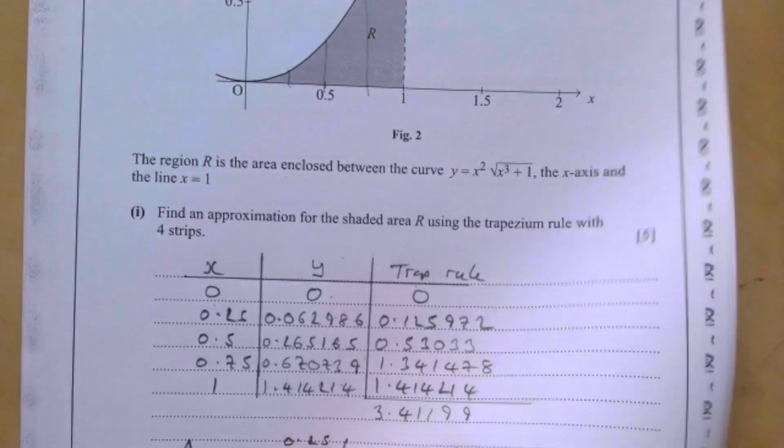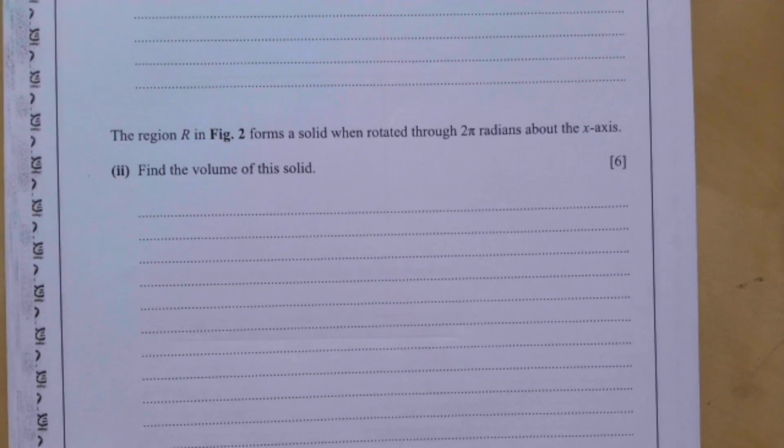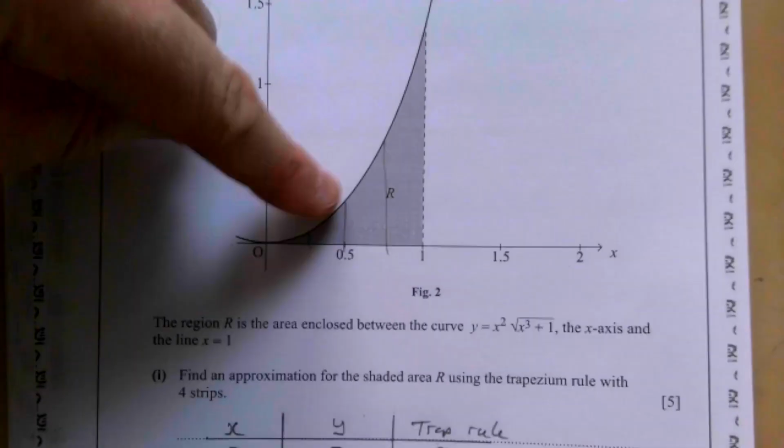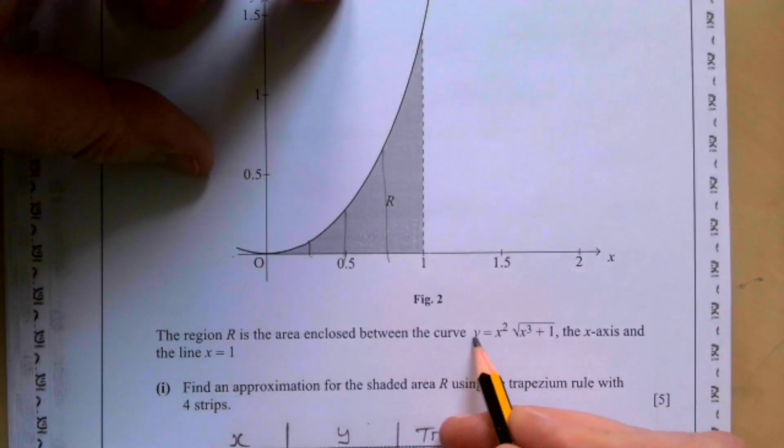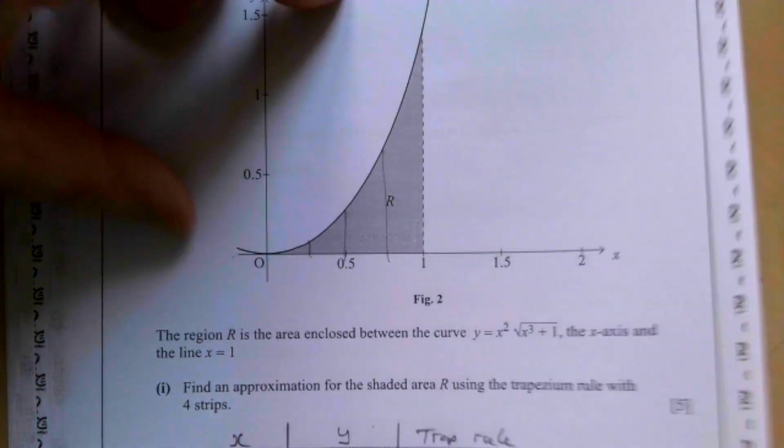On then to part 2. The region R in figure 2 forms a solid when rotated through 2 pi radians about the x-axis. Find the volume of this solid. So we're going to rotate this round. So remember our formula. It's pi times the integral of y squared.